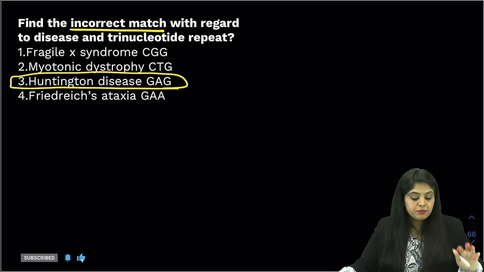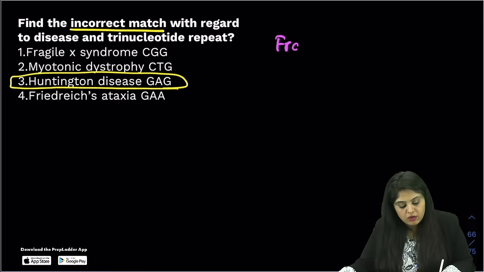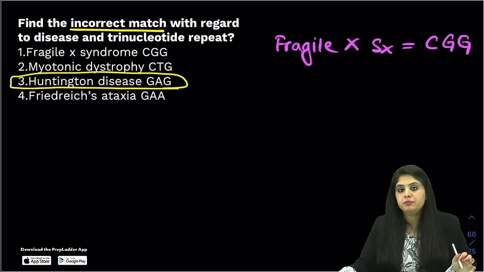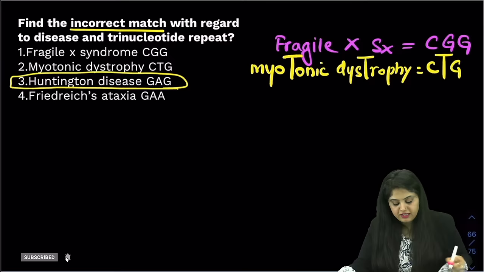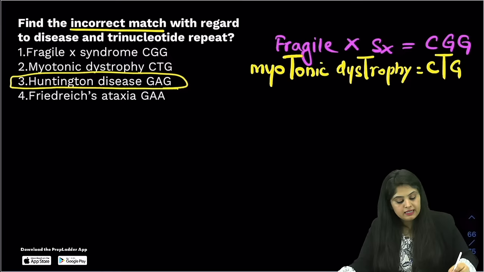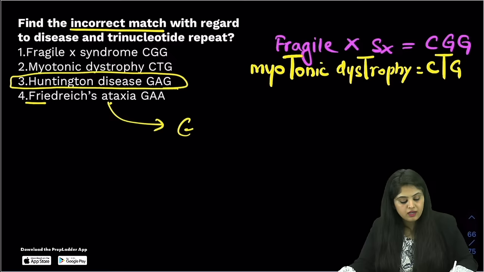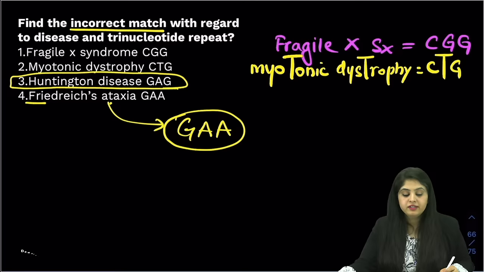So first of all, whenever they talk about fragile X syndrome, everyone knows that the mutation or the repeat is CGG repeats. I change it into myotonic dystrophy, and I will have to add a T in the center. I will have to make it CTG. So myotonic dystrophy CTG. Then I will say Friedreich's ataxia, friend is singing a song. That is how we learn it. So GAA repeats. This means these three were fine.